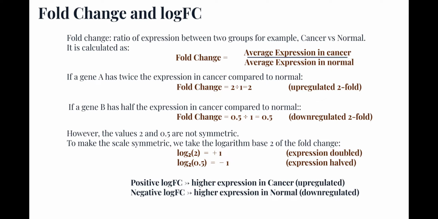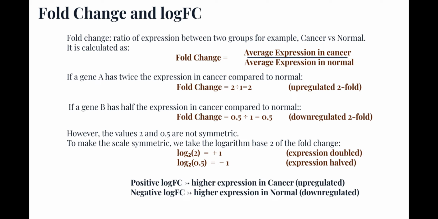But notice something: these numbers, 2 and 0.5, are not symmetric. It is difficult to make any comparison between them. So to make it easier to compare up and down regulation on the same scale, we take the logarithm base 2 of the fold change. This gives us the log2 fold change. So for 2, log2 fold change equals plus 1, meaning the expression doubled. And for 0.5, log2 will be minus 1, meaning the expression halved. Now, these values are symmetric around 0. Plus 1 and minus 1 are symmetric.